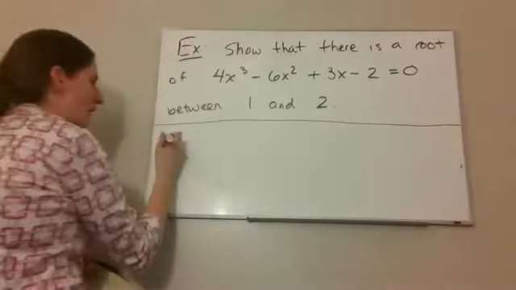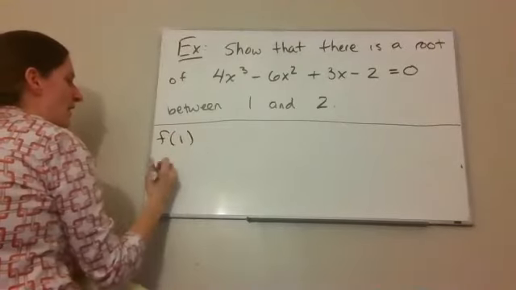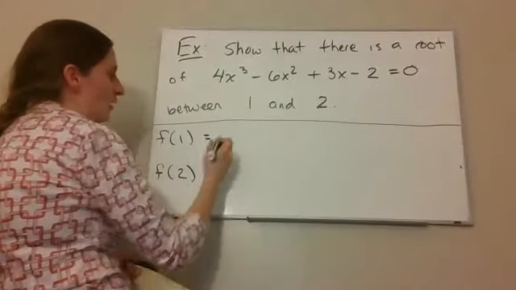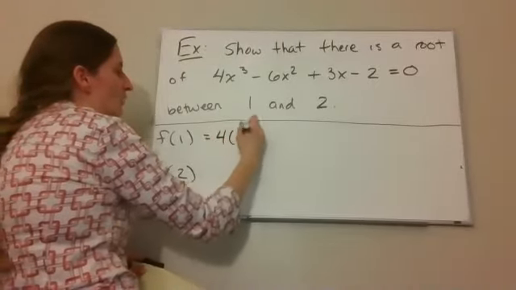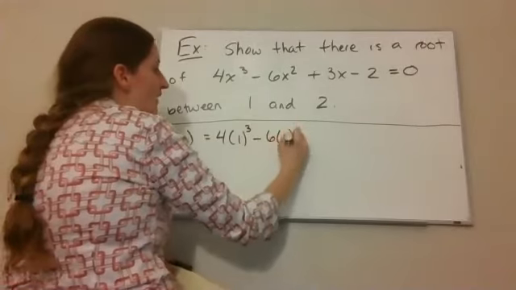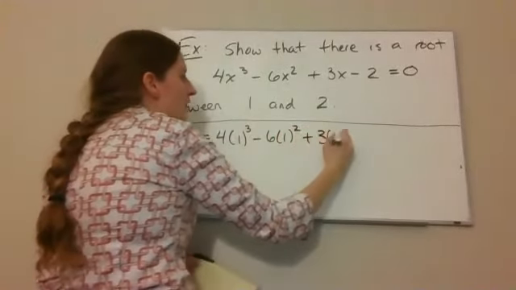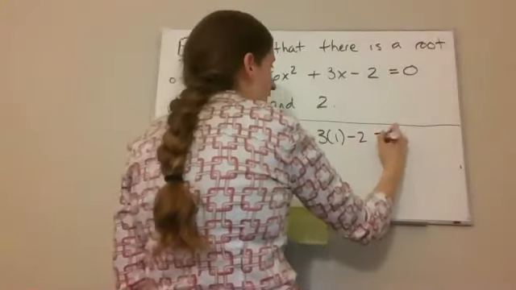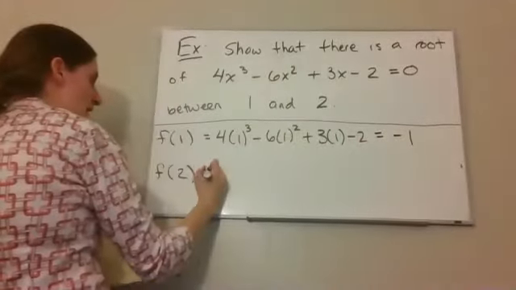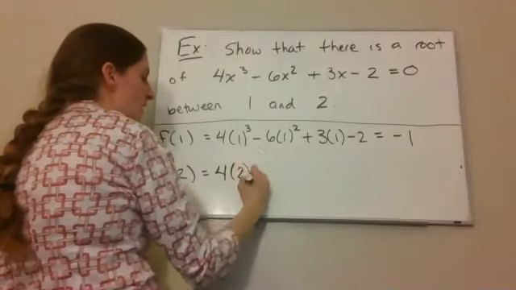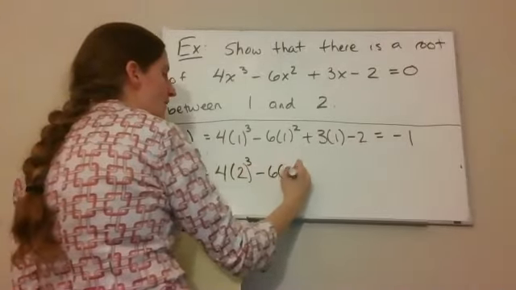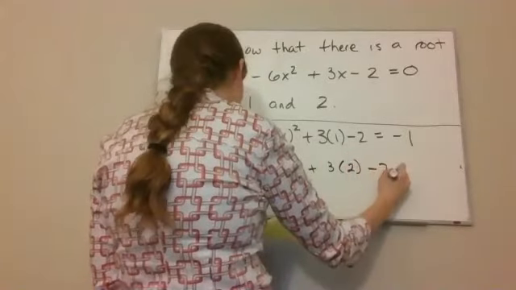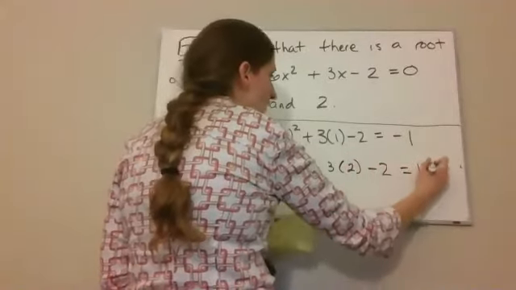Let's first just figure out what f of 1 and f of 2 are. f of 1 is equal to 4 times 1 to the third minus 6 times 1 squared plus 3 times 1 minus 2, and that just happens to be equal to negative 1. f of 2 is 4 times 2 to the third minus 6 times 2 squared plus 3 times 2 minus 2, and this equals 12.